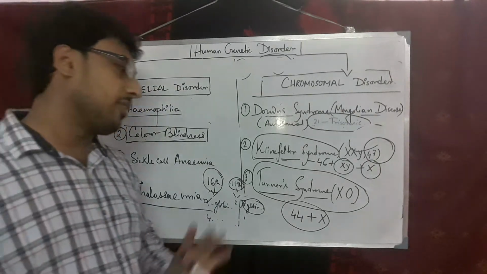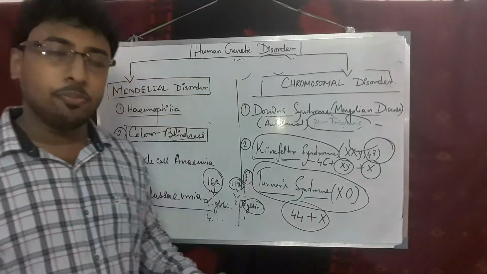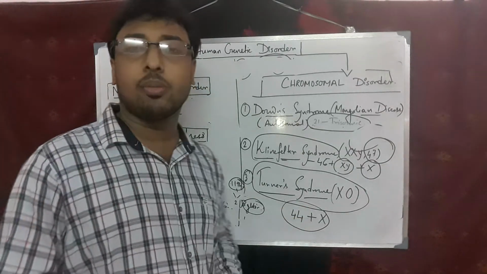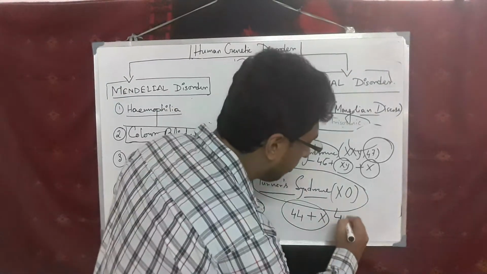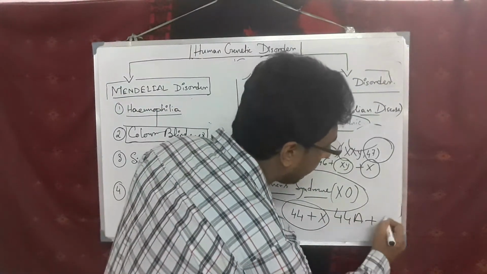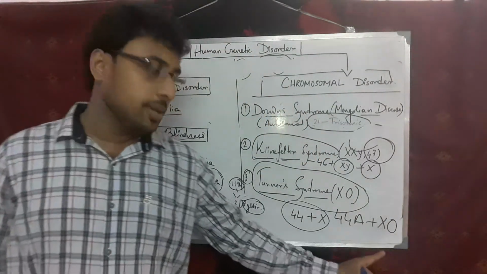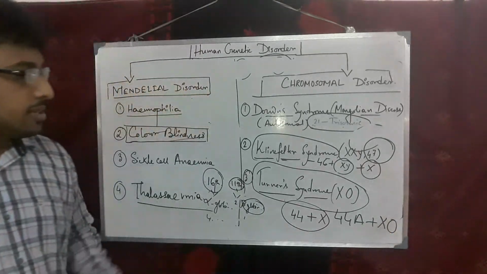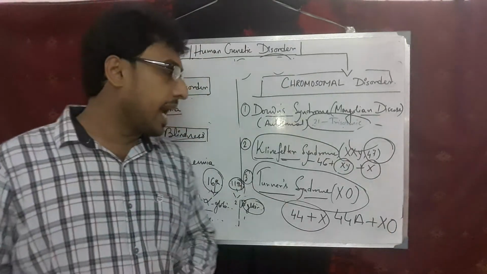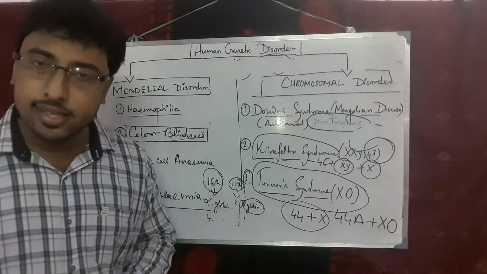If any person is affected by Turner syndrome, the cause is that in their body the chromosomes are 44 in number plus one X chromosome. That's why we write it as 44 autosomes plus XO. X0, where 0 means absent. That's why we write X0. So these are completely opposite of Klinefelter syndrome. So these are the human genetic diseases.